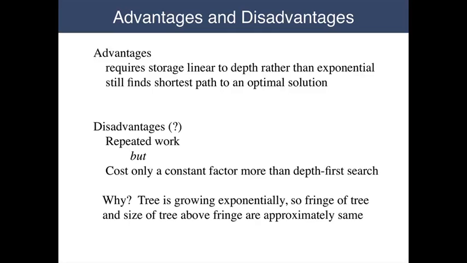Now, why is that? The size of the fringe of the tree is approximately the same as the size of the tree above the fringe. So searching the entire tree in additional time requires only the same amount of time as you would need to expend to explore the fringe to another level anyway. This means there is extra work, but it's bounded by a simple constant factor, like a factor of 2 or 3.